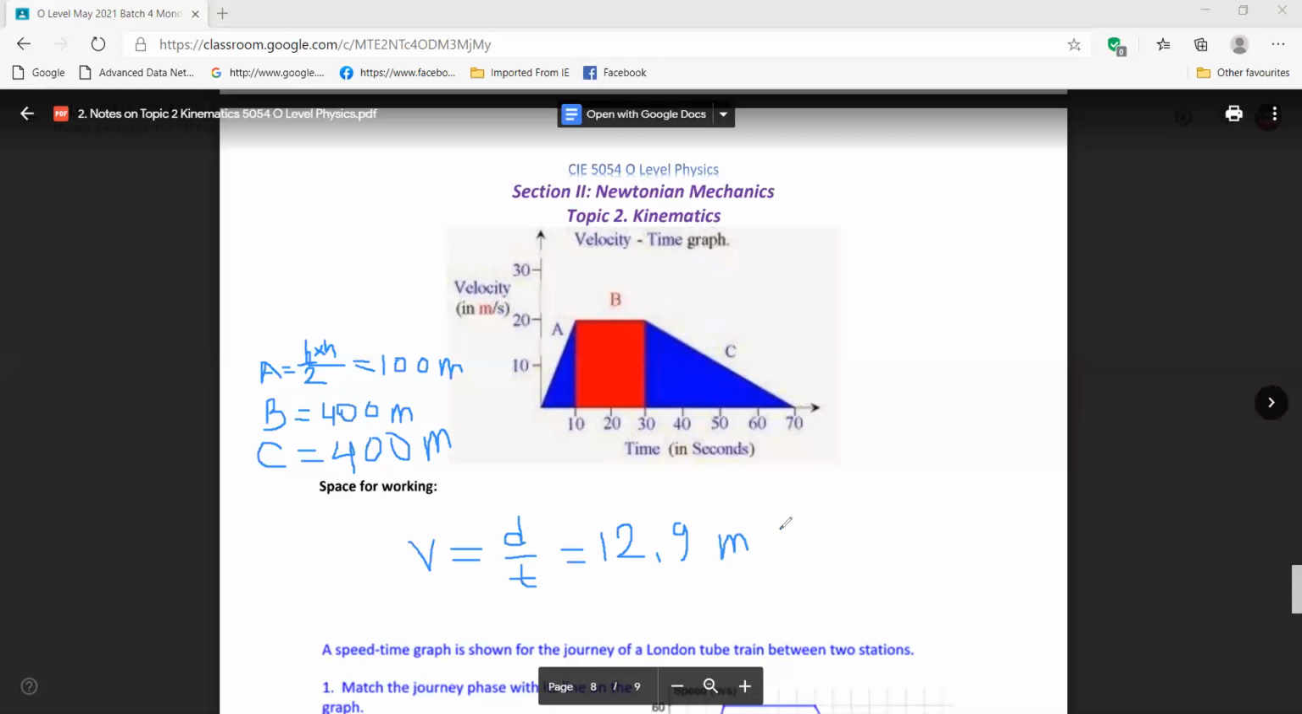Meter per second, right? Yes, sir, because distance divided by time is meter per second. Yes, very good. Now this part is done. Any queries here?